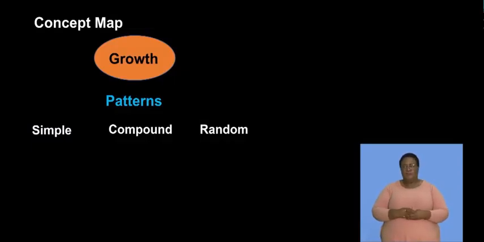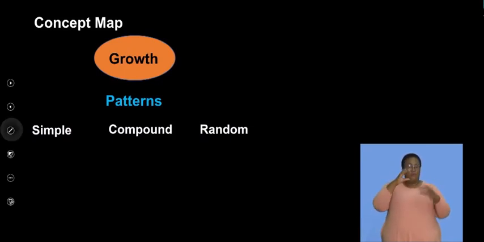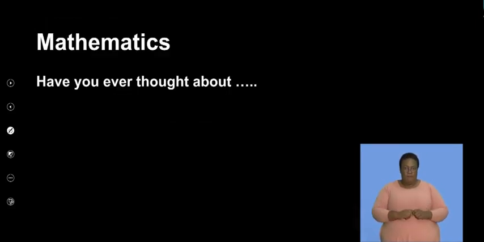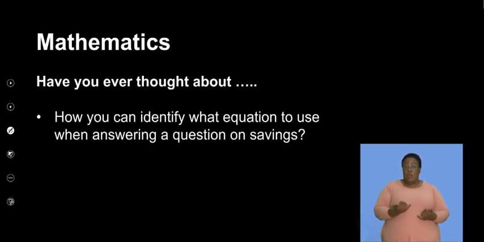Now, our big idea, remember, is still growth. We're still looking at patterns. And with our patterns, we're looking at simple, compound, and random. Now, one thing that you also need to be thinking about is how you can identify what equation to use when answering a question on savings. So when the question is being given to you in terms of savings, how do you then determine which formula or which equation to use?